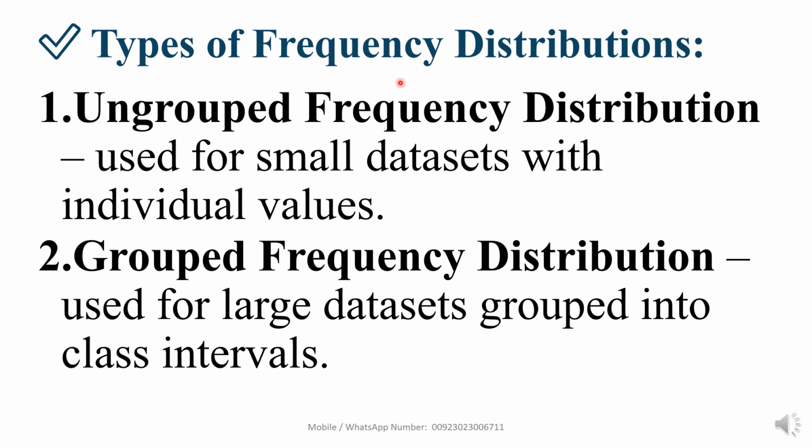Types of frequency distribution. First, ungrouped frequency distribution, used for small data sets with individual values. Second, grouped frequency distribution, used for large data sets grouped into class intervals.